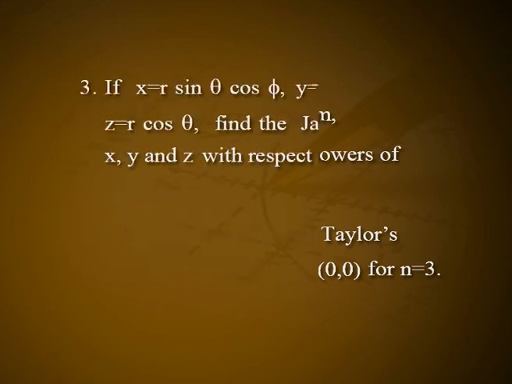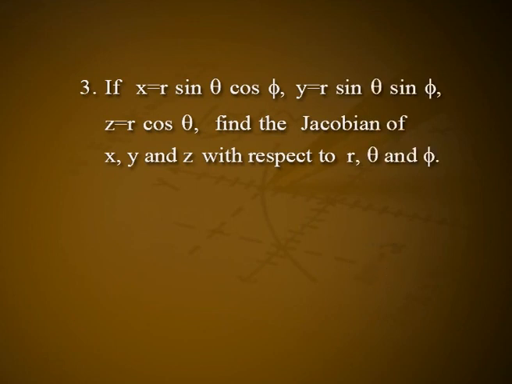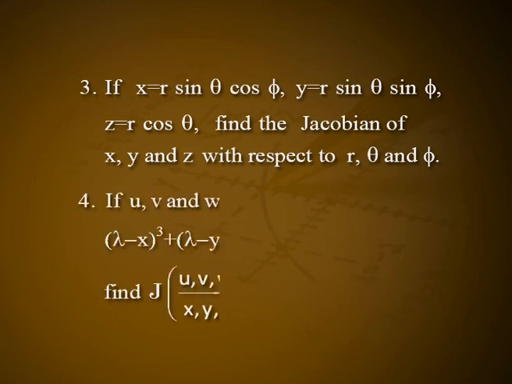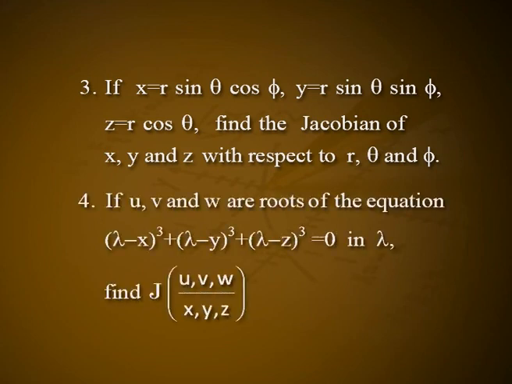3. If x = r sin θ cos φ, y = r sin θ sin φ, z = r cos θ, find the Jacobian of x, y and z with respect to r, θ and φ. 4. If u, v and w are roots of the equation (λ - x)³ + (λ - y)³ + (λ - z)³ = 0 in λ, find J(u, v, w / x, y, z).